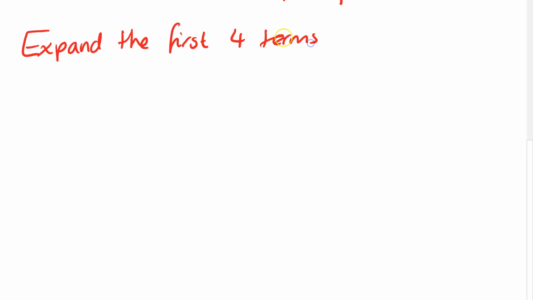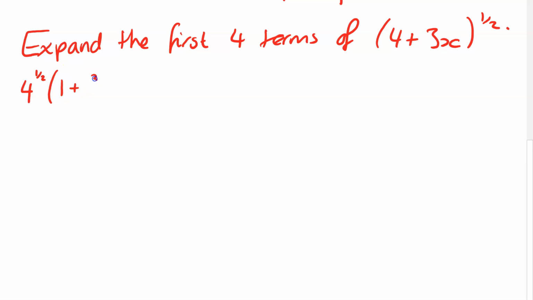Okay, so an example. Expand the first 4 terms of 4 plus 3x to the half. Okay, so I can't have it as it is because it's got a 4 plus. I need it to be 1 plus. So what I'm going to do is take out a factor of 4 to the power of a half. So now I have 1 plus 3 over 4 x to the half. Okay, so I've taken the 4 out and just put the power on it, basically. Now, the 4 to the half has got to stay out the front.